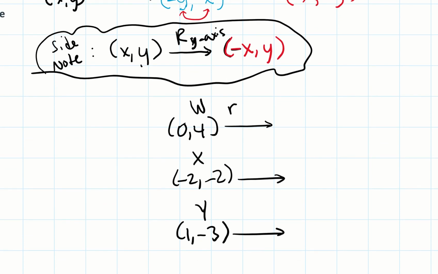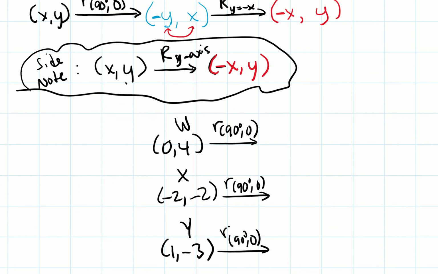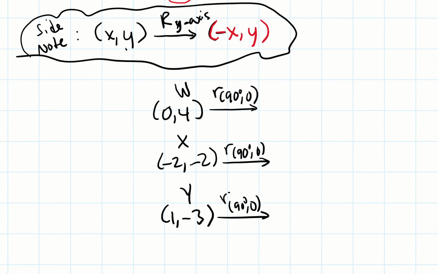I'm going to do a rotation 90 degrees about the origin, okay? So if you did that, you're going to switch it, and then change the sign of the first one. So you switch this, change the sign of the first one. So it'll be 4, 0, then change this to negative.